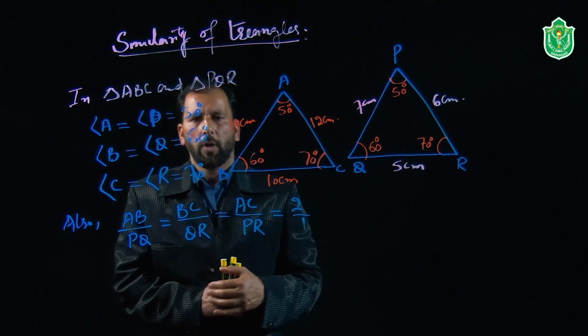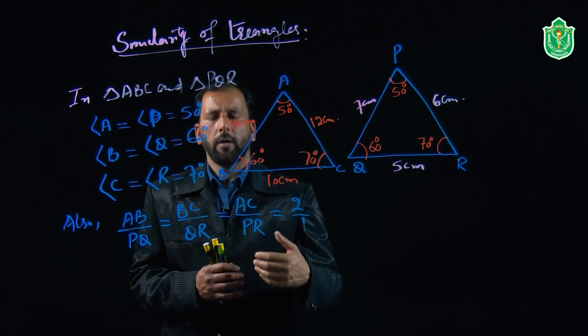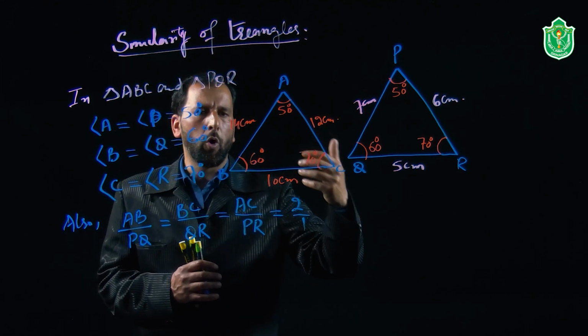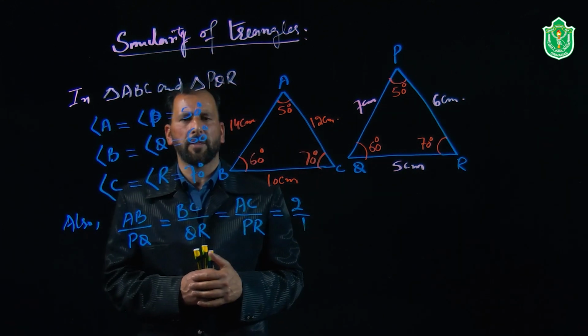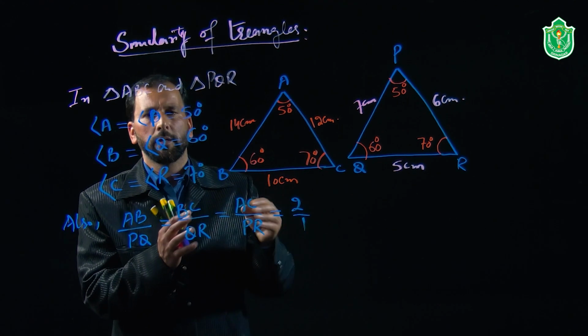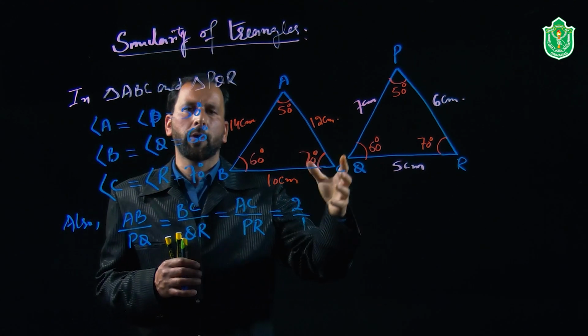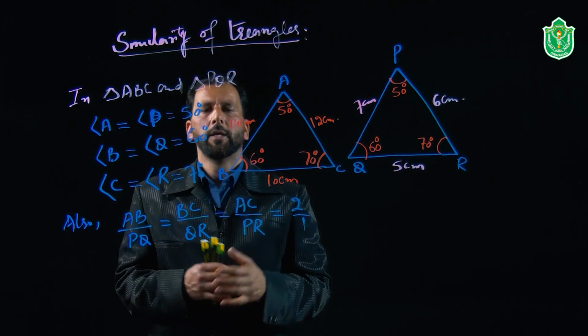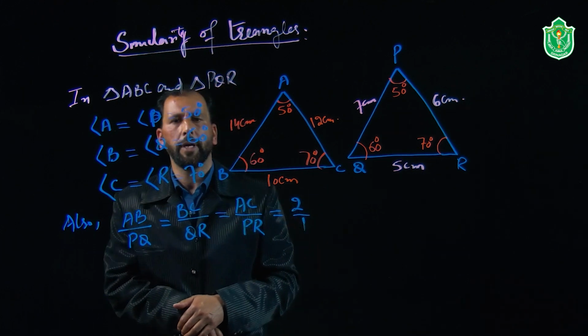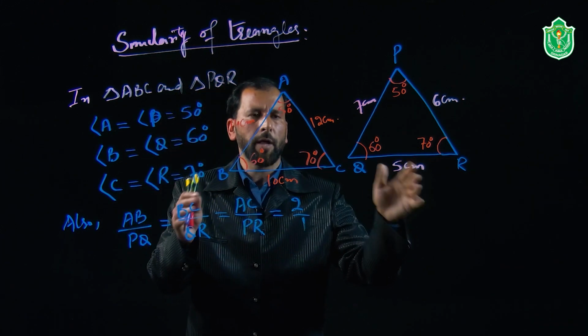It means if one of the conditions is fulfilled, then the other condition will automatically hold. In other words, we can say that if any of the two conditions is fulfilled, either their corresponding angles are equal or their corresponding sides are proportional, then the two triangles are said to be similar to each other.